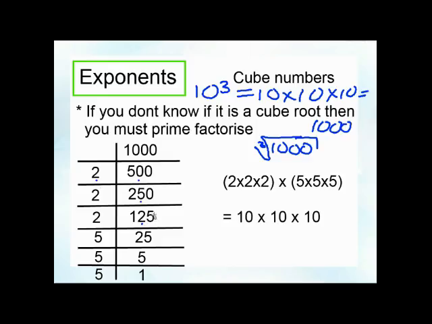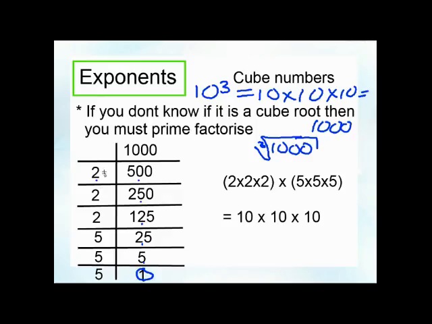So the next one would be, can 5 go into there? 5 goes into 125 25 times. Can 5 go in there again? Yes. 25 divided by 5 gives us 5. And then 5 divided by 5 gives us 1. And once again, we want to get to that one.